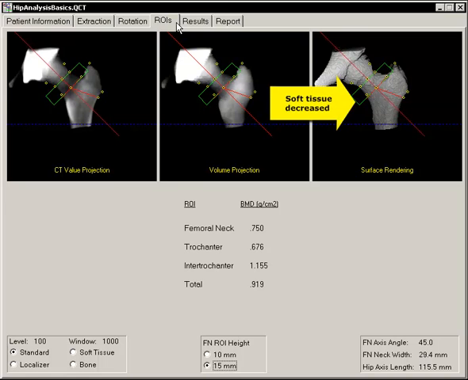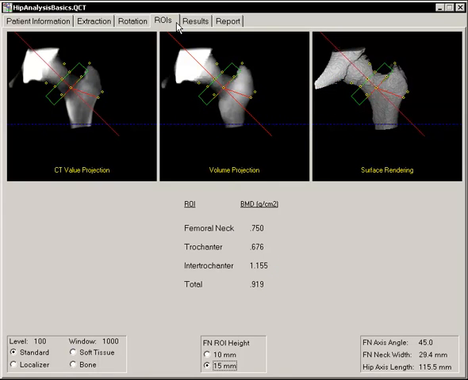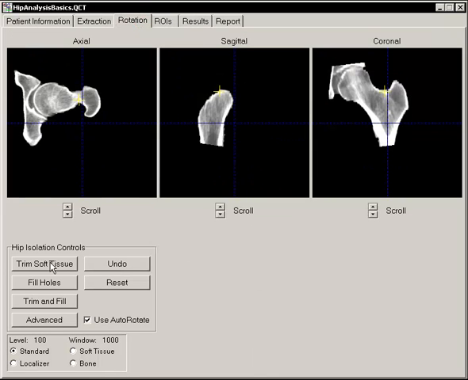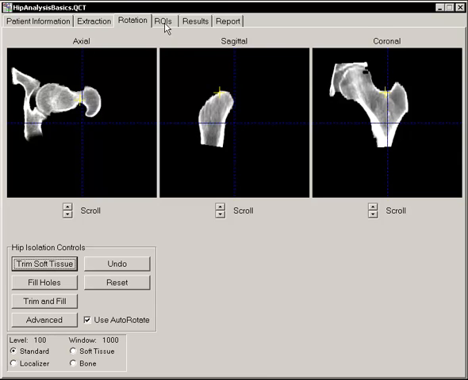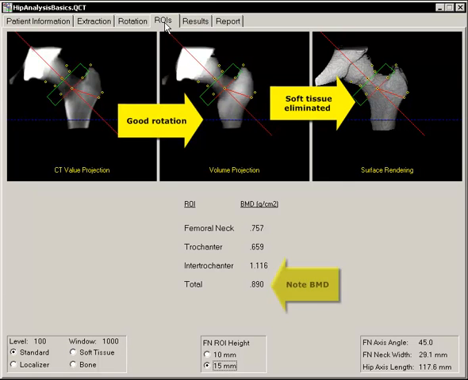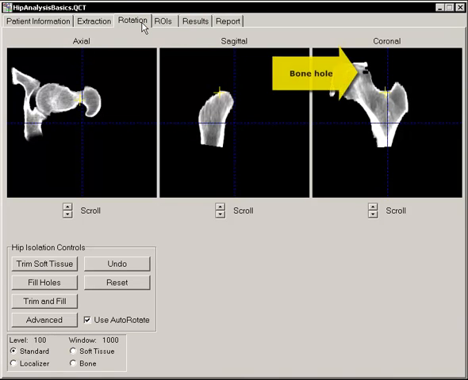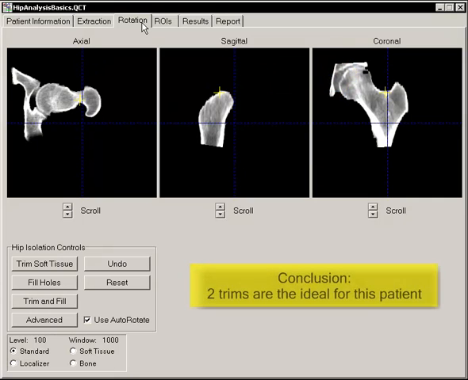Trim 3 removes more soft tissue, degrades the rotation, and gives us a measurement of 0.919. Trim 4 removes almost all the soft tissue, gives us a good rotation, and a measurement of 0.890. It also introduces a hole in the femoral head. We can conclude from this experiment that 2 trims were the ideal for this patient.